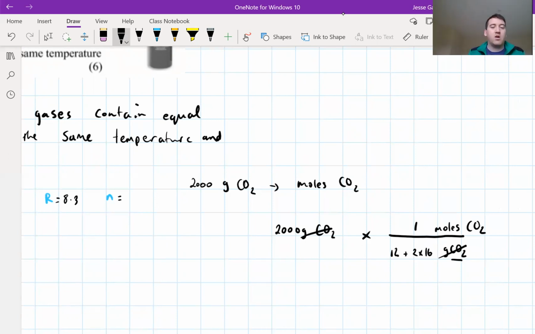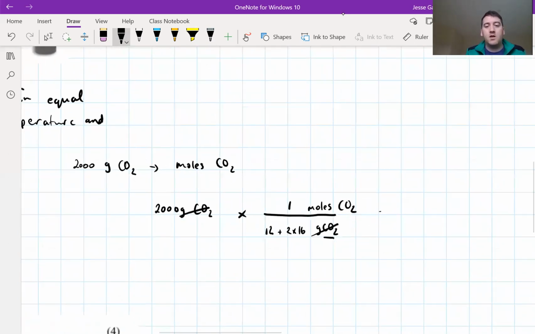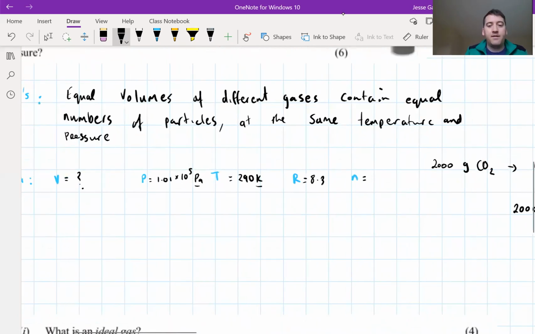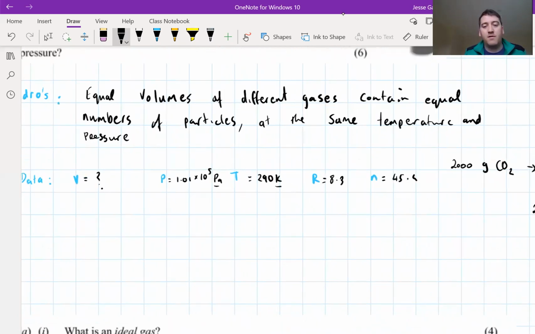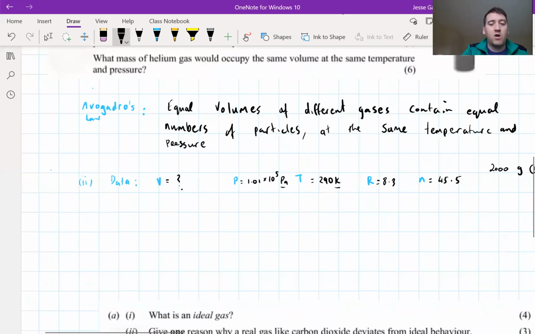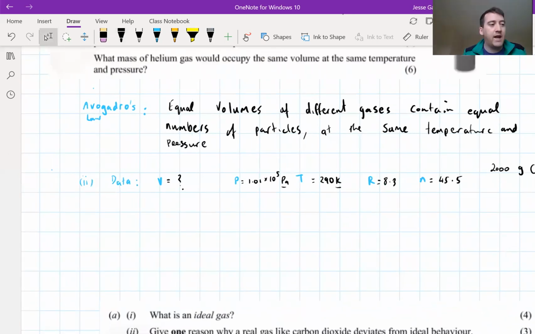So now that we know that, I'm going to pause the video and do that sum to find out how many moles. Okay, the answer I get is 45.45. I'm going to round that to 45.5 moles. So back over to N, 45.5. All right, so if you were struggling to work out N, that's okay. You should be able to finish it now though. So write down your PV equals NRT, manipulate it to make V the subject, and then finish this off.